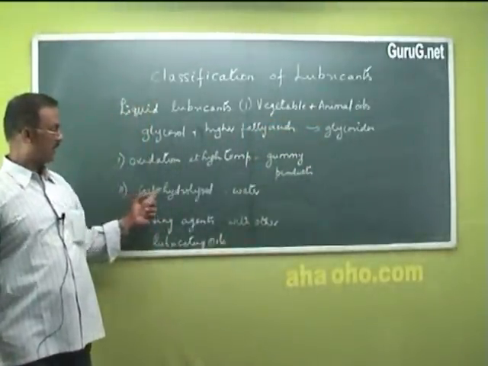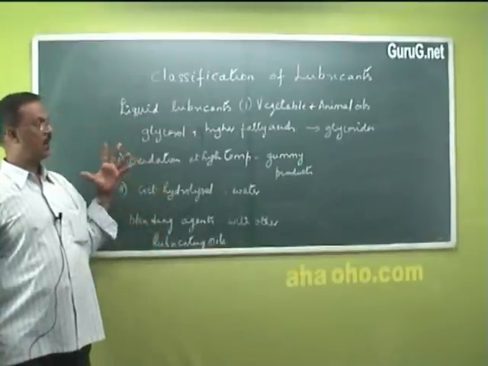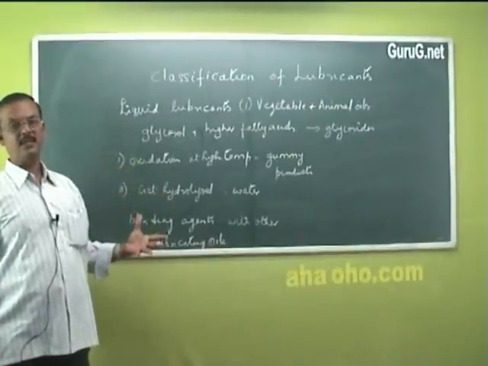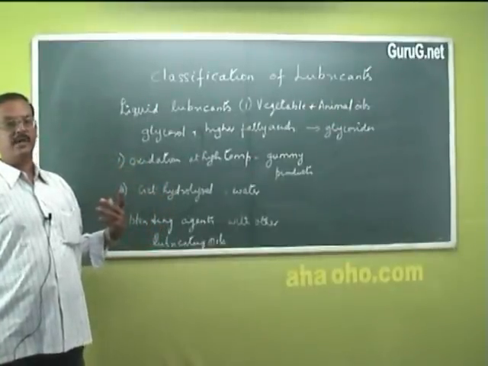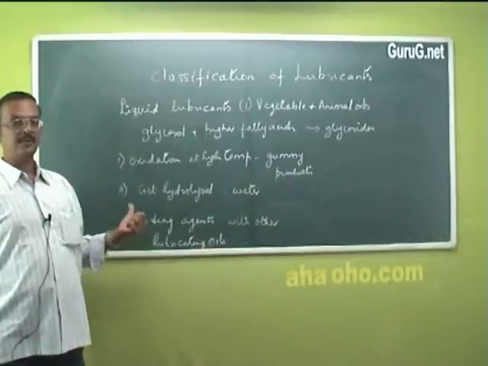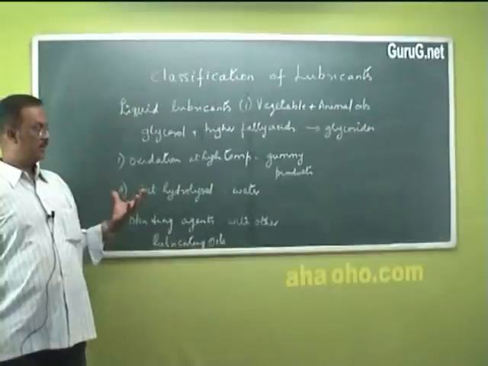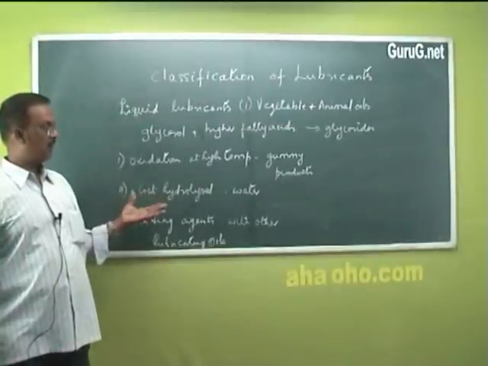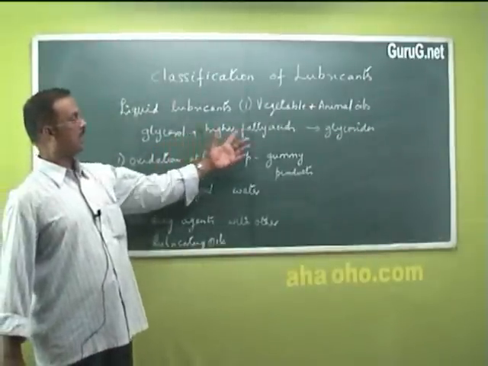So what happens is that they get hydrolyzed, and the oil will no longer remain as oil but undergo hydrolysis. Ester hydrolysis gives you alcohol, that is the glycerol, and acid.